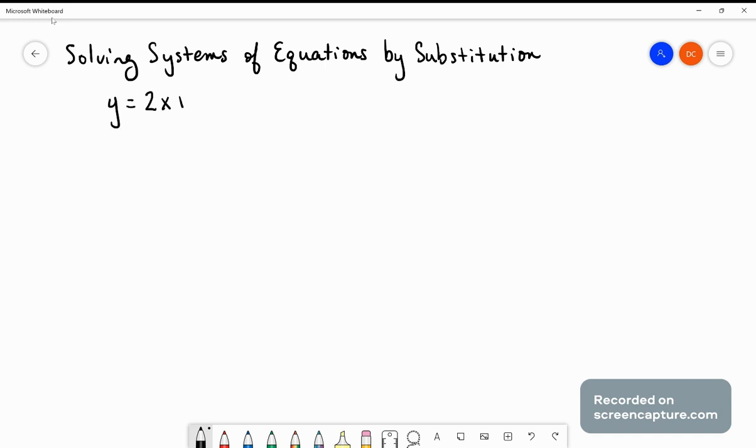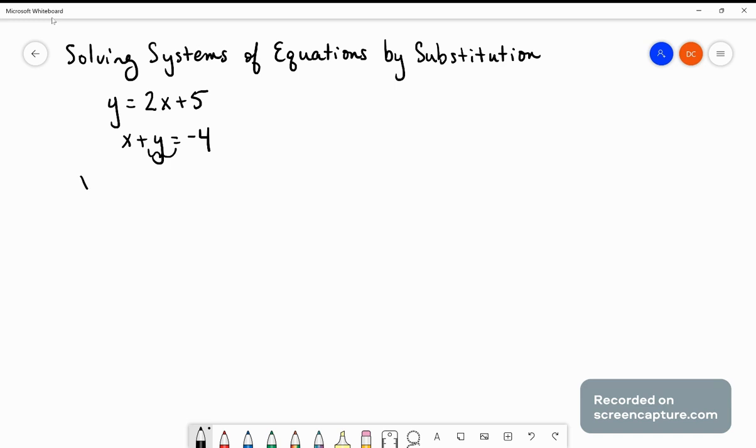So y equals 2x plus 5, and we have x plus y equals -4. Our goal is to find an x and a y that work in each of these equations. What's nice about this is that this is already solved for one variable. We already have y equals something, y equals 2x plus 5. So we're going to take that y and substitute 2x plus 5 into your other equation.